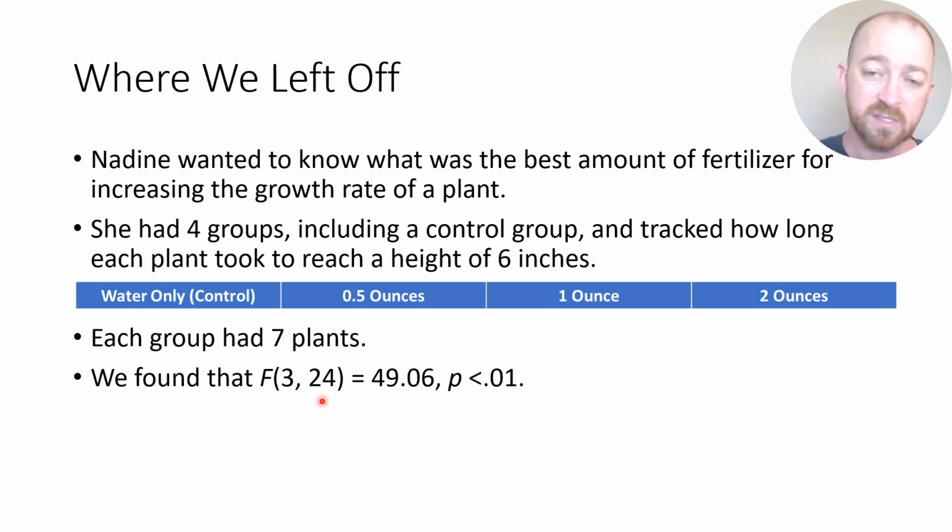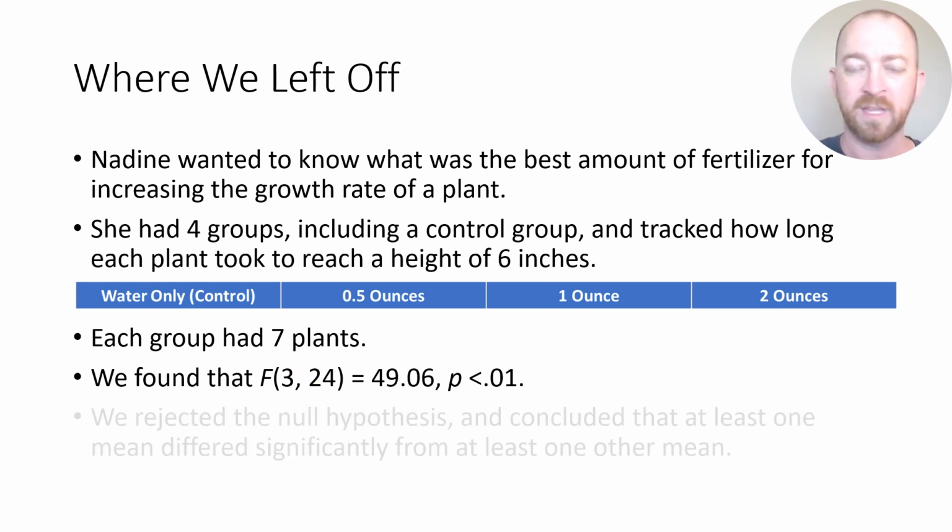As you can see also, this is going to be important for later. We've had 3 degrees of freedom for our between groups variance. In other words, among group variance, if we're being grammatically correct. And then 24 degrees of freedom for our within groups variance, okay? That's going to be important for later.